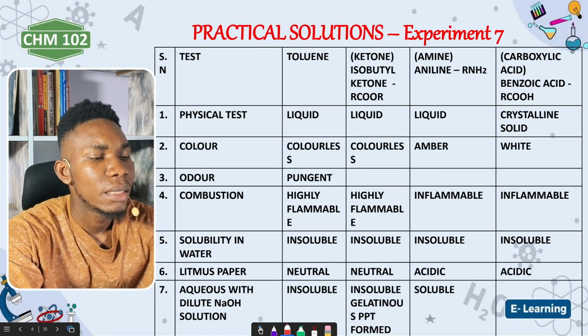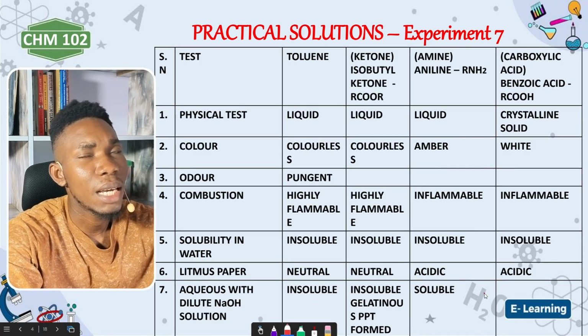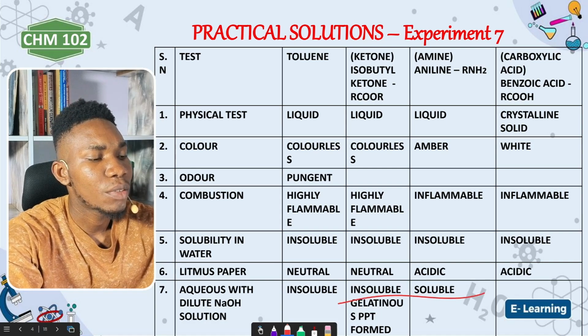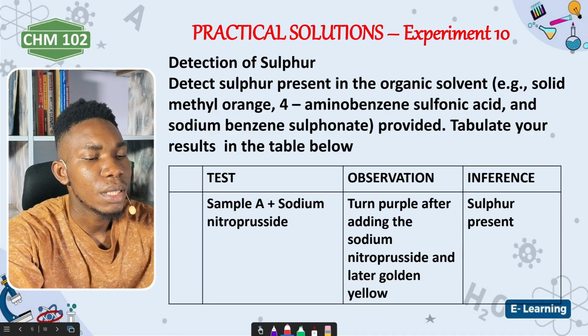All right. Then aqueous solution with dilute sodium hydroxide solution. This is insoluble, with gelatinous precipitate formed. Then this one is soluble. Then there's one with HCl solution. That one, because of space, we didn't actually write it. All right. So that is basically that for this particular one.